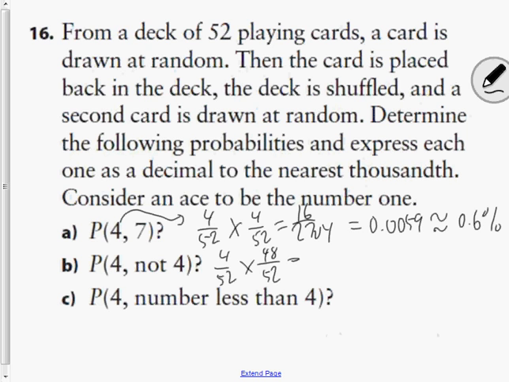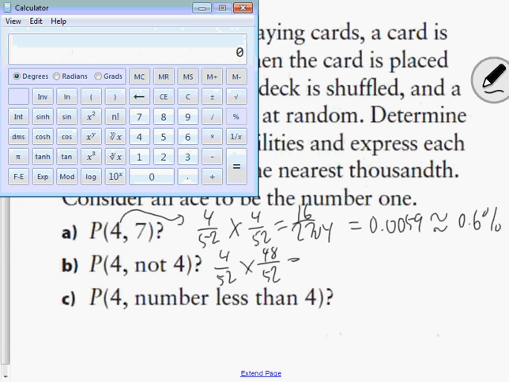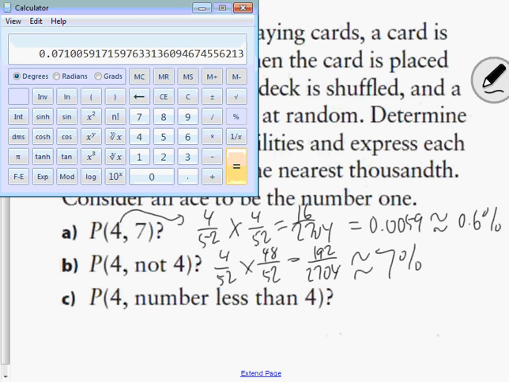A little bit of logic you have to use there. So therefore, we'd have 4 times 48 being 192 chances out of the 2,704 combinations of 2 cards. So 192 divided by the 2704 means you have approximately a 7% probability of a 4 and any other card.